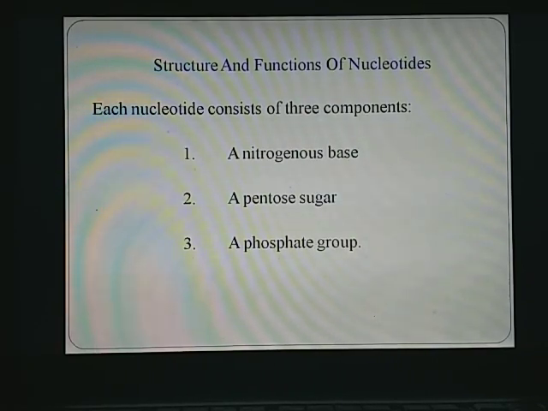This phosphate group plays a very important role in the formation of phosphodiester bonds. A phosphodiester bond is a bond present between two adjacent nucleotides. It can be compared with the glycosidic bond in carbohydrates between two monosaccharides, and with the peptide bond between two amino acids. In the same way, the phosphodiester bond is the bond between two adjacent nucleotides, and it forms the backbone of the nucleic acids.